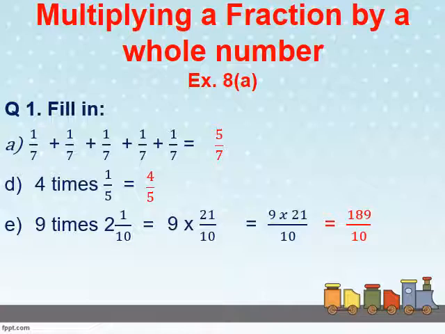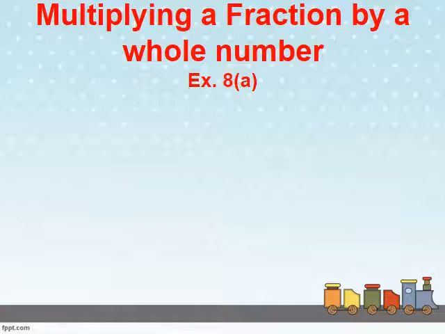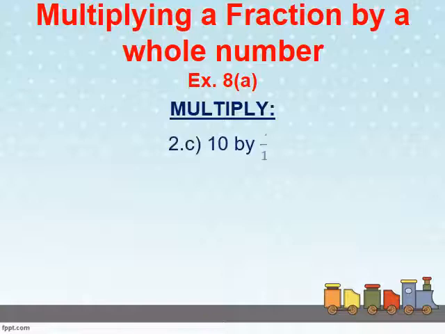Now children, let's move to the next question, which is question number 2, C part. Here you have to multiply 10 by 4 by 15. So 10 is a whole number and 4 by 15 is a fraction. So we are multiplying a fraction by a whole number. So let's see how we will do. 10 times 4 by 15 is equal to 10 multiplied by 4 in the numerator and 15 in the denominator.